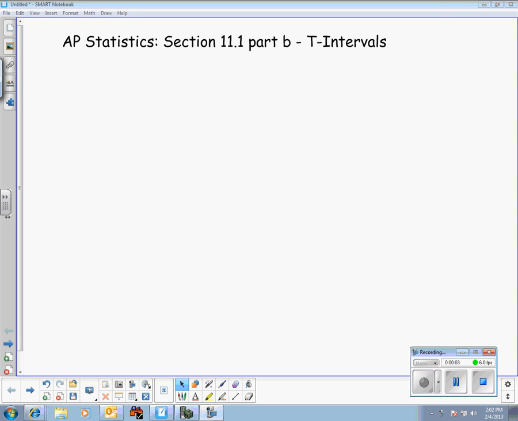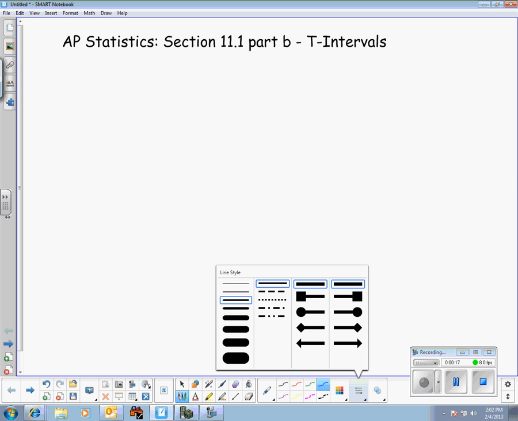Today we're going to talk about T-intervals, and you should have learned about Z-intervals to this point. And just like the difference between a Z-test and a T-test, you do T when you do not know the population standard deviation, which is an unreal expectation. So these are more lifelike situations.